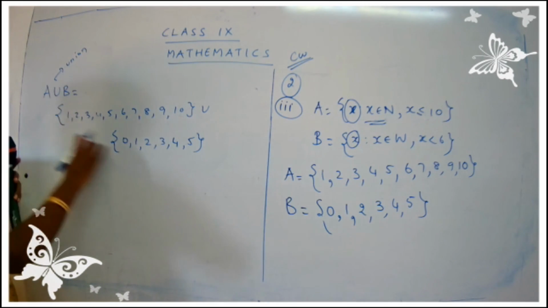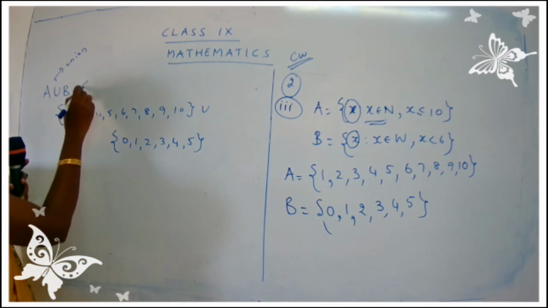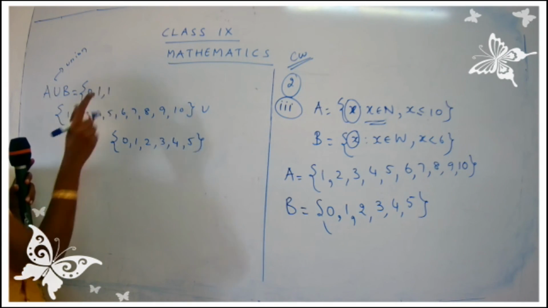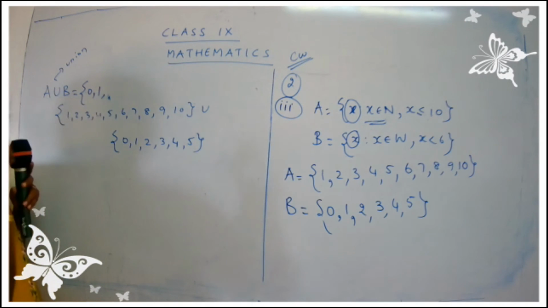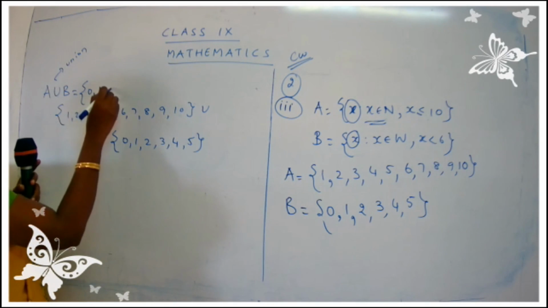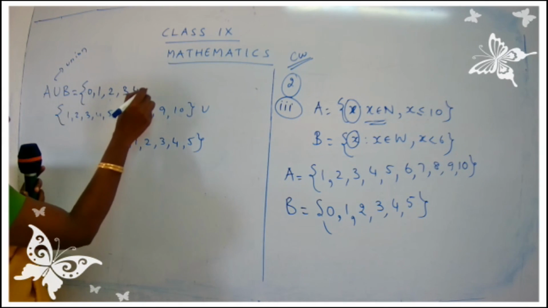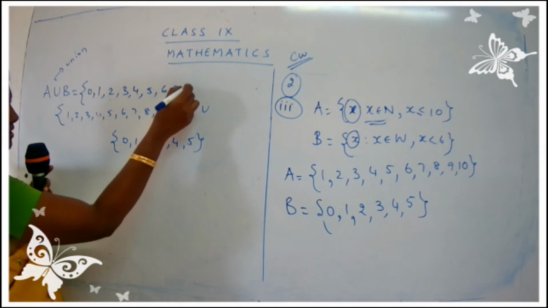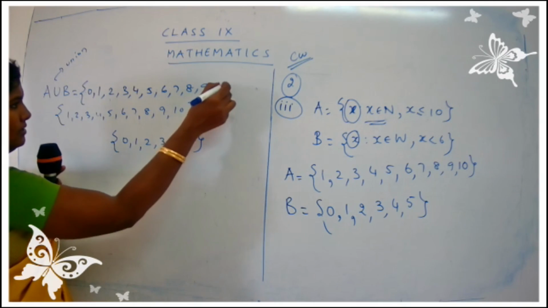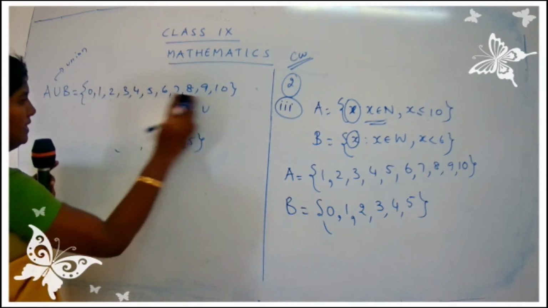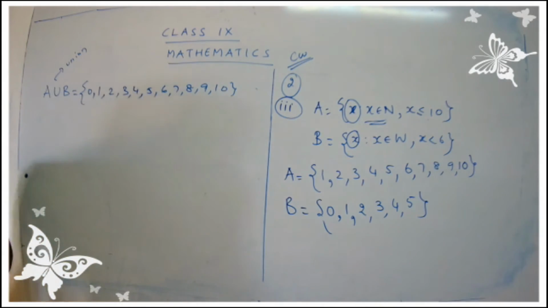So which is the smallest number here? 0 is the smallest number. So 0, 1. Don't write 1 two times, this is wrong. You have to write only once. 1, 2, 3, 4, 5, 6, 7, 8, 9, 10. So this is the value for A union B. Clear? So we have taken down the value for A union B.